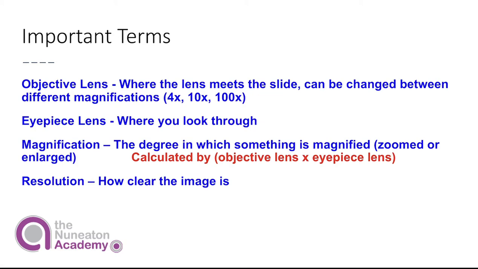We also have the definition for magnification: how much larger the image is compared to the real object, or how much more magnified, zoomed in, that image is. We actually calculate this by multiplying the objective lens by the eyepiece lens. Lastly, we have resolution. And resolution is just how clear the image is.